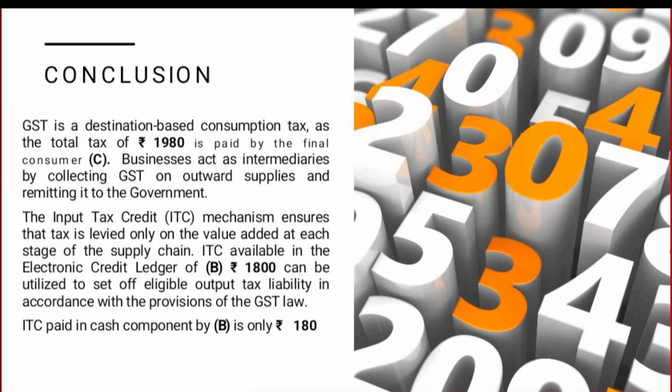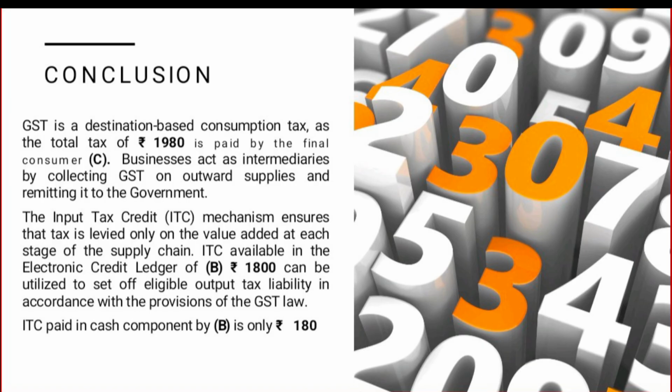Then business acts as an intermediary by collecting GST on outward supply and remitting it to the government. Means he collects the tax from the final consumer and discharges it while filing his periodical return. The input tax credit mechanism ensures that tax is levied only on the value added at each stage of the supply chain.